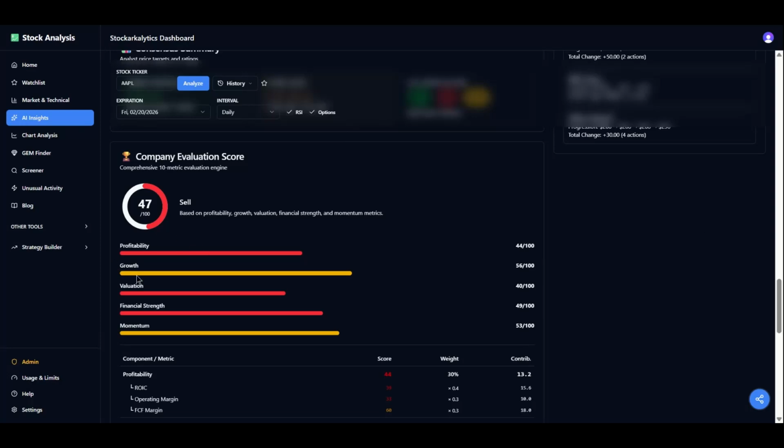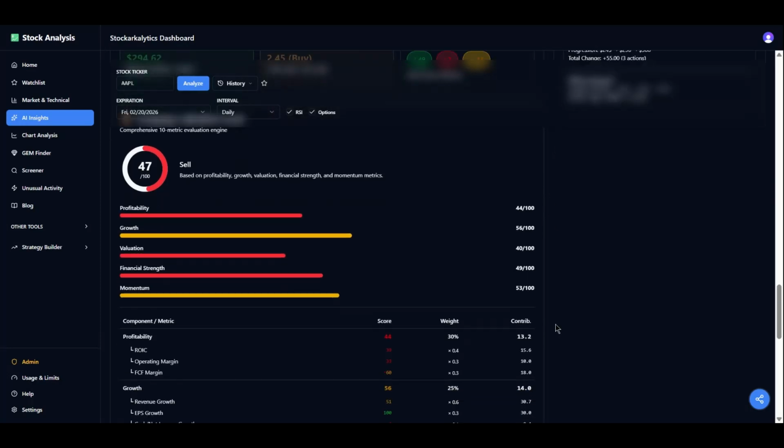Under it, you'll get the category breakdown: profitability, growth, valuation, financial strength, and momentum, each with its own score. This is where you find why the overall score looks the way it does.